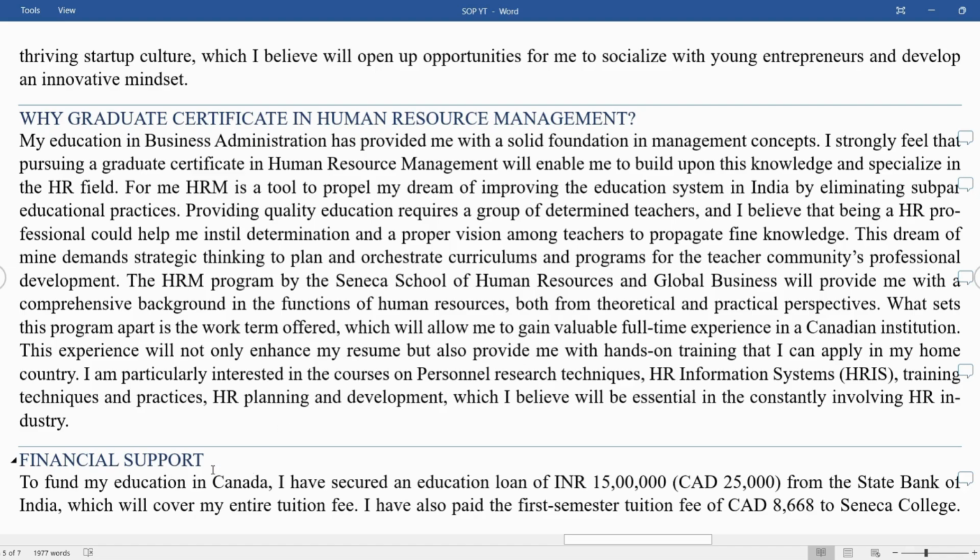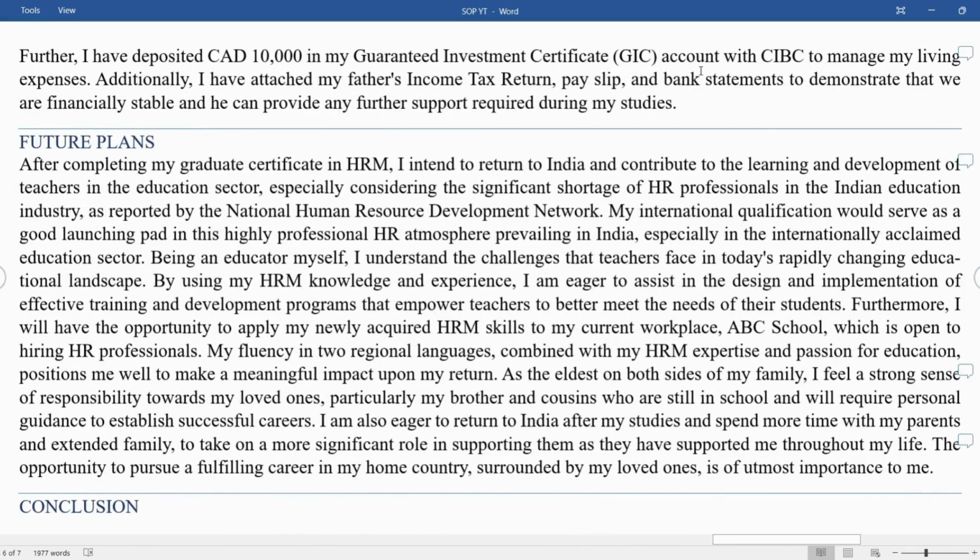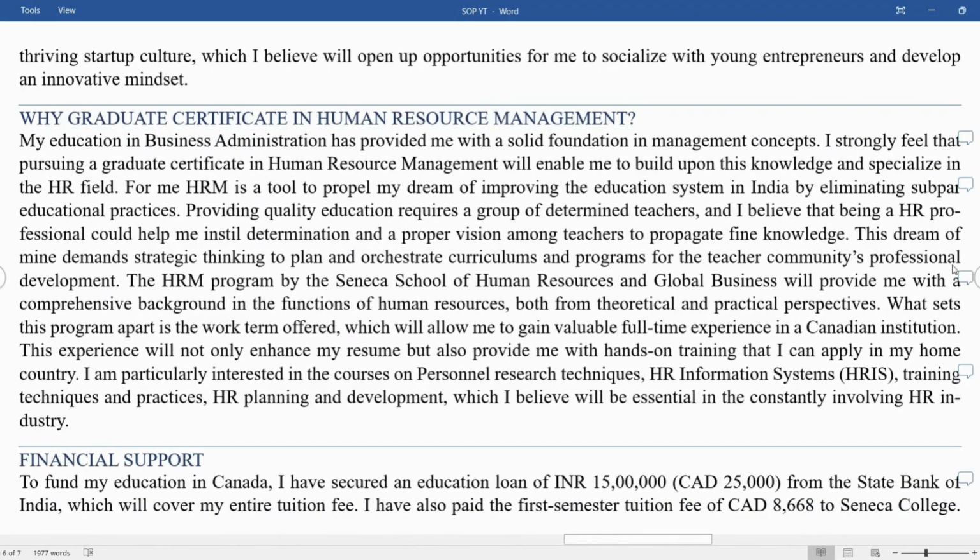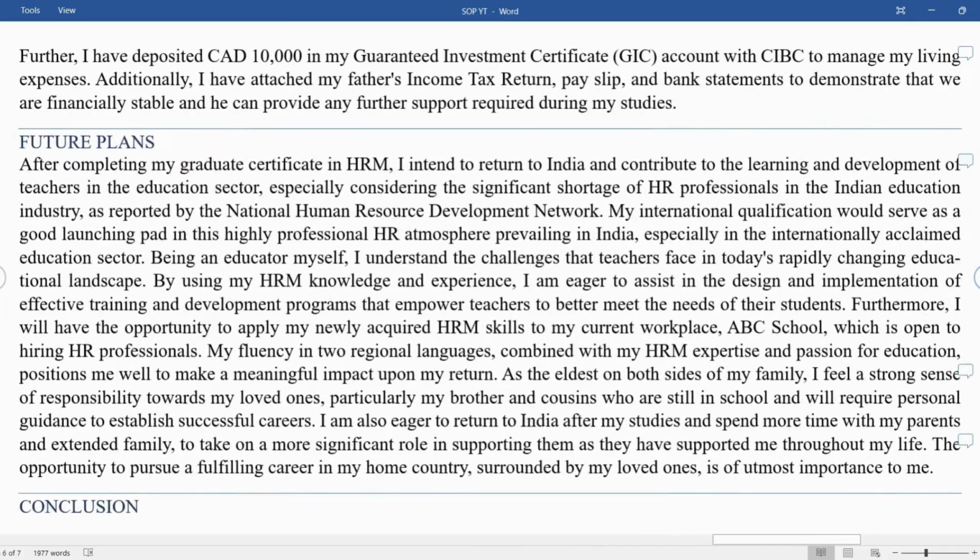And then under financial support, you have to give a statement saying where you get the money to study abroad. Okay, so I gave the total amount of tuition which I need, and I specified that I already paid my first semester fees, and that I have deposited GIC, and I have attached all these documents. So everything you have mentioned here in the financial support section, all these documents should be there in your file.